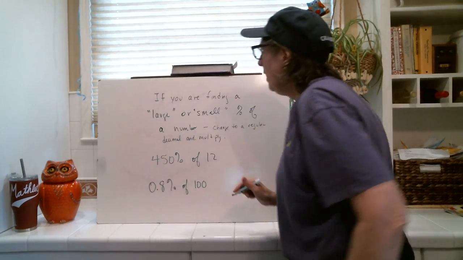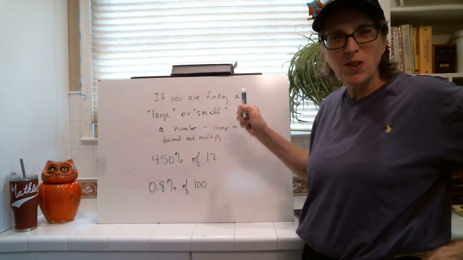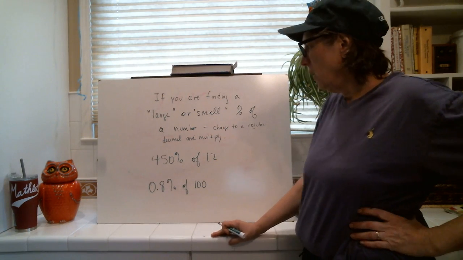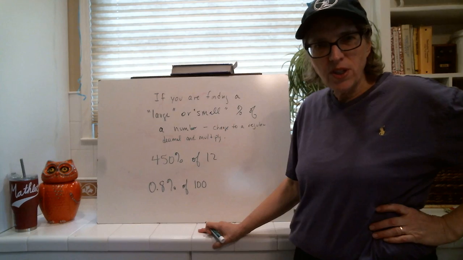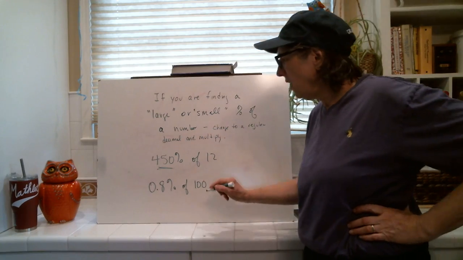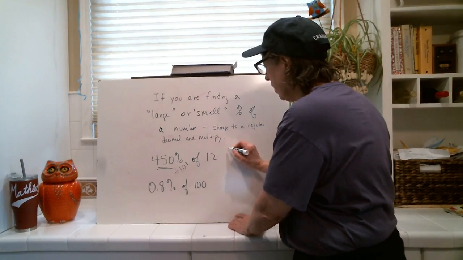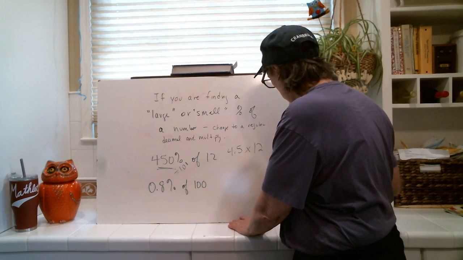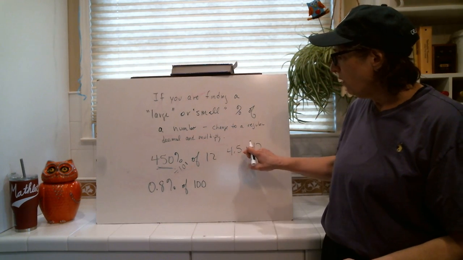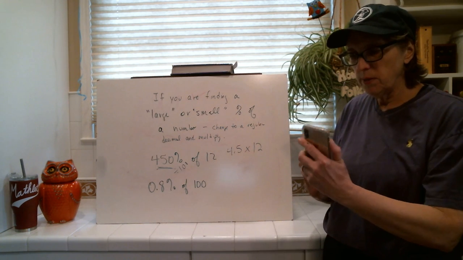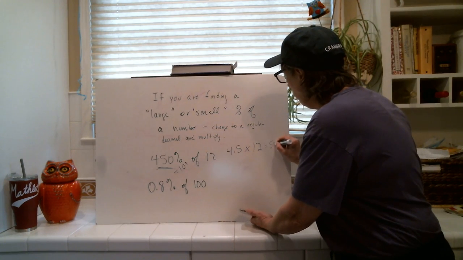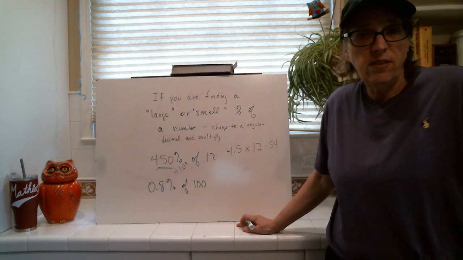Now, if you are finding a large or small percent of a number, change it to a regular decimal and multiply. So if we have 450% of 12, you're going to change this to a decimal by dividing by 100. When you do that, you're going to get 4.5 times 12. That's your work. You're going to show me that you're dividing by 100, and then you're going to rewrite 4.5 times 12. And 4.5 times 12 is equal to 54. So 450% of 12 is 54.